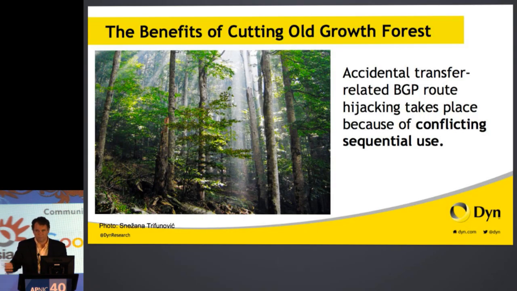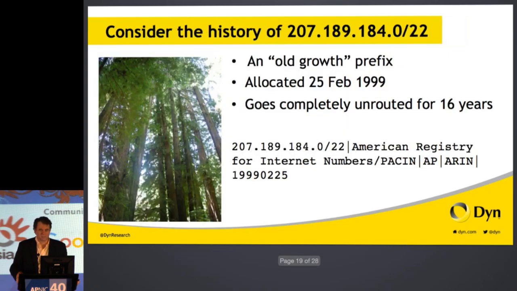And I said why, right? You want space that's sort of like, okay, it's not petroleum anymore, now it's timber. It's old growth forest. It's trees that have been there for a long time and they've never been used by anybody else before. You cut them down and use them. Because conflicting sequential use is the largest source of inadvertent BGP hijacking.